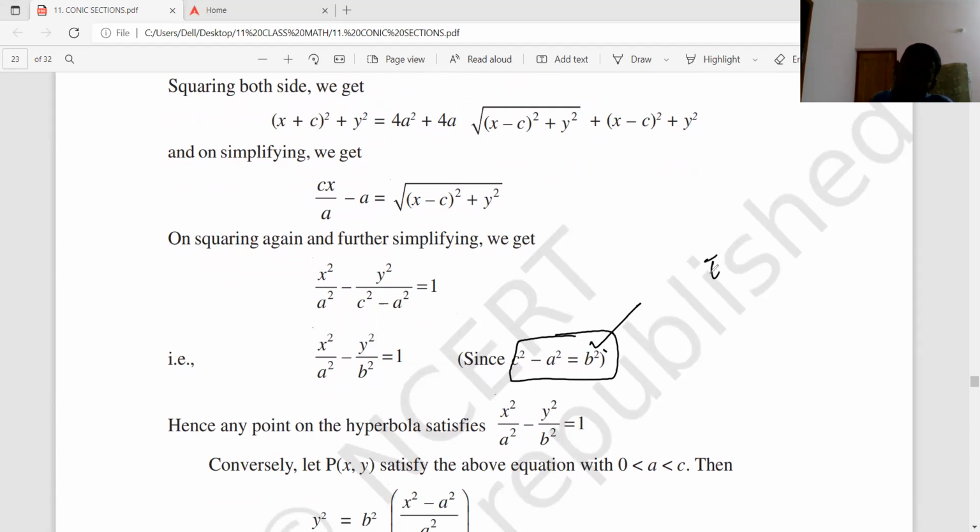In the ellipse, C square plus A square is taken as B square.